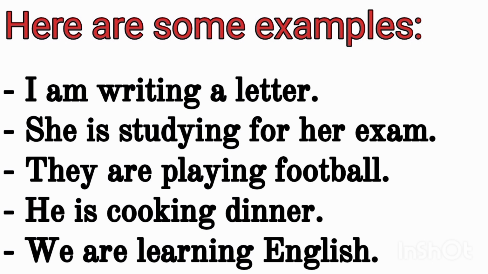In the present continuous tense, we use the to be verb plus the ing form. It is compulsory. He is cooking dinner. We are learning English. Learning here you can see that we add the ing form to learn, so we make it continuous tense.